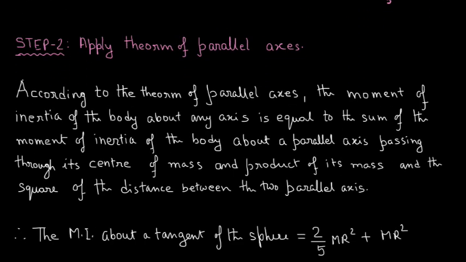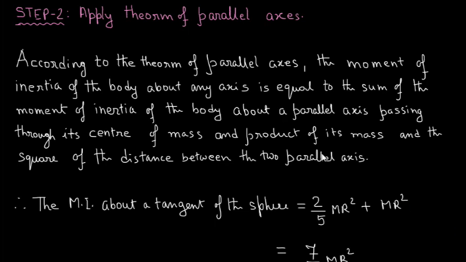Now we will apply the theorem of parallel axis. So what is the theorem of parallel axis? According to the theorem of parallel axis, moment of inertia of any body about any axis is equal to the sum of the moment of inertia of the body about a parallel axis passing through its center of mass and product of its mass and the square of the distance between the parallel axes. So this is the definition. According to the definition we have written the derivation here.